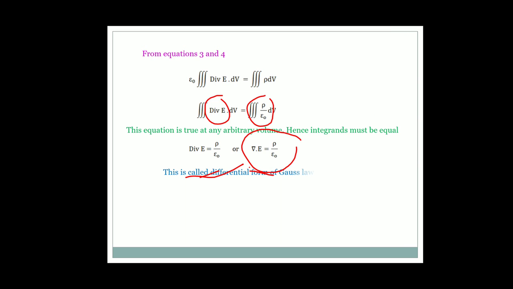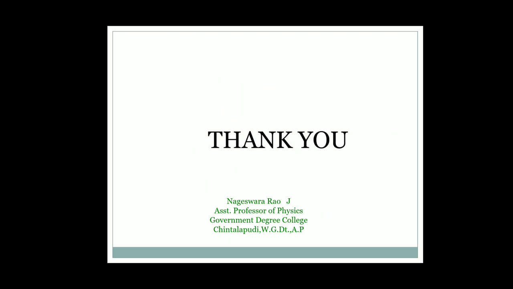Of course, there are other forms. We know displacement D is equal to epsilon naught E, and hence del dot D is equal to rho. This is also another form of the Gauss law in differential form. So thank you. This is about the Gauss law and its proof.